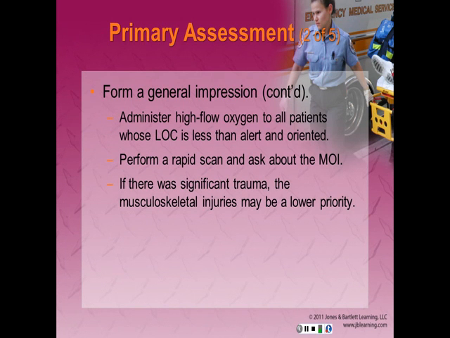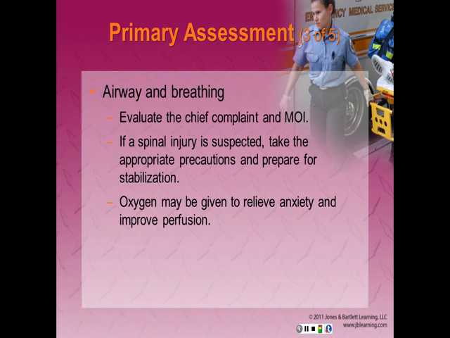And if there was significant trauma and multiple body systems are affected, the musculoskeletal injuries may be a lower priority. Scene time should not be wasted on prolonged musculoskeletal assessment and splinting. Manage airway and breathing. Fractures and sprains usually do not create airway and breathing problems, but this does need to be assessed. Evaluate your chief complaint and mechanism, and if you suspect spinal injury, take the appropriate precautions and prepare for stabilization. Oxygen may be given to relieve anxiety and improve perfusion.